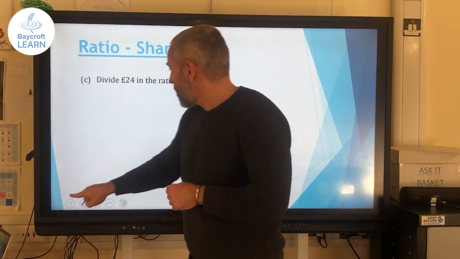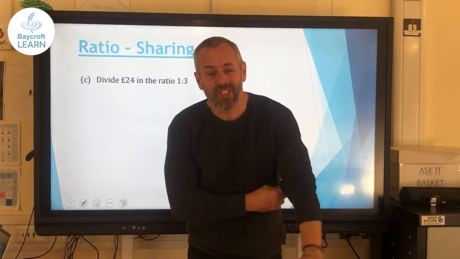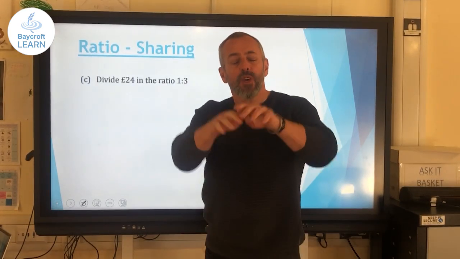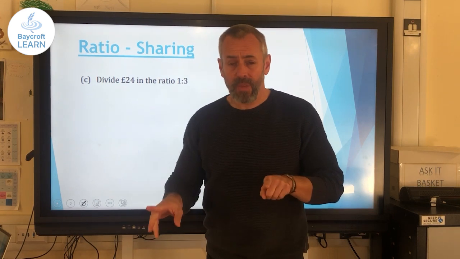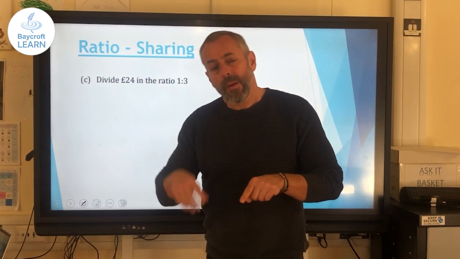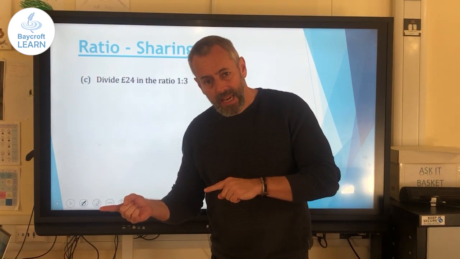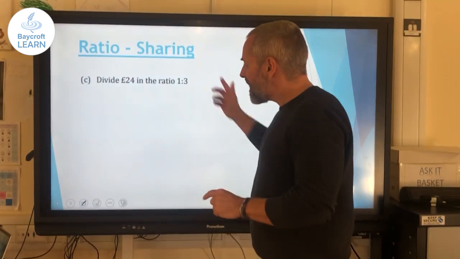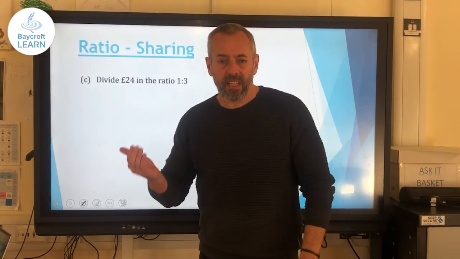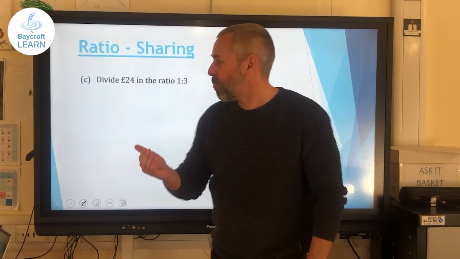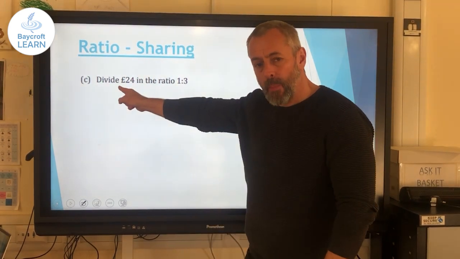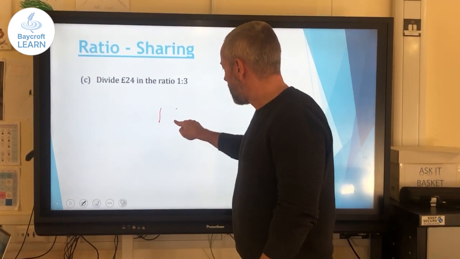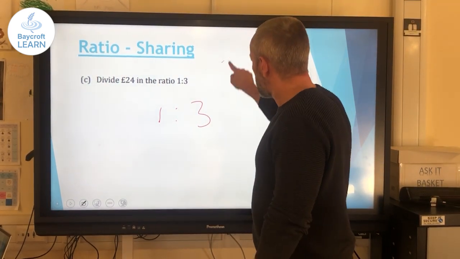The second type of ratio question is sharing into a ratio. Now here's the thing with sharing into a ratio. You this week have all shown me you can do this, okay? But those sneaky people at GCSE are going to make it look much harder than it needs to. This is our basic sharing into a ratio style question. What we've got is £24, which we're going to share into a ratio of 1 to 3. £24.